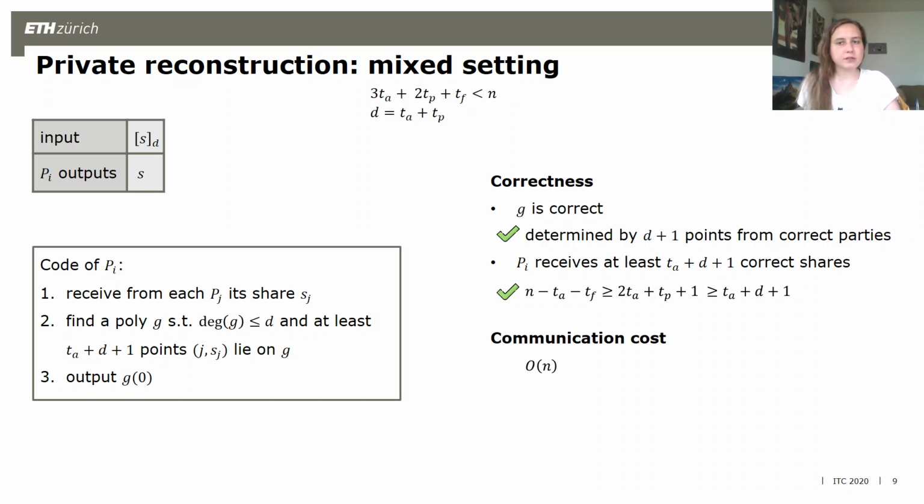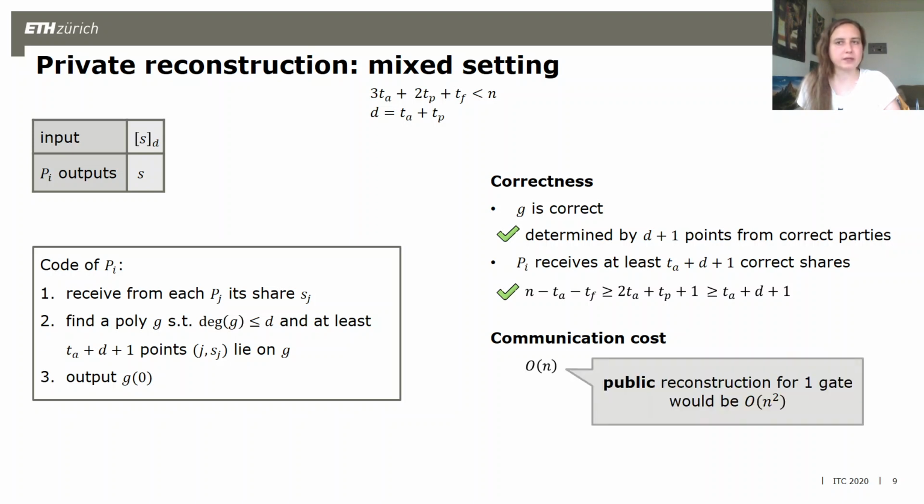The communication cost of this is O of n. And this also means that we can't simply use it for public reconstruction by running it towards every party, because that would cost O of n squared. And we want better, we want a linear protocol. So we have to do something smarter.